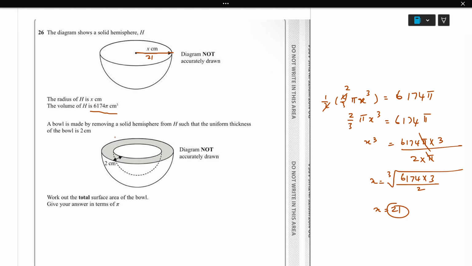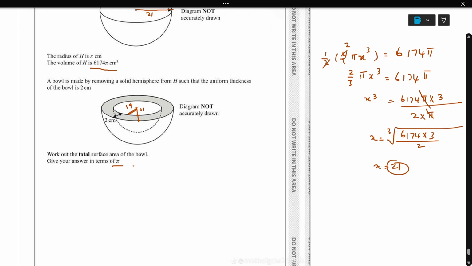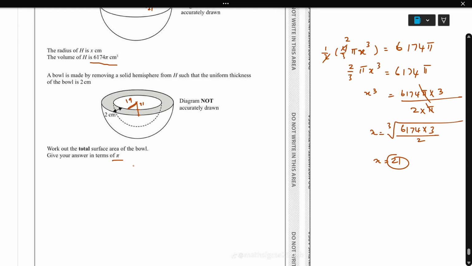Next one, a bowl is made by removing a solid from the center. The thickness of the bowl is 2. Work out the total surface area of the bowl in terms of pi. So from here to here, the entire length is going to be 21. From here to here is 2. Then from here until here is going to be 19. Okay, so our plan is, first, we need to do the entire curved surface area minus this 19, so we'll get the rest.